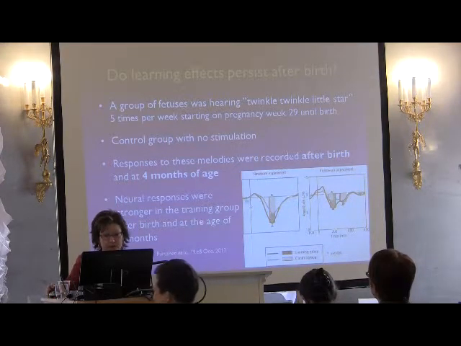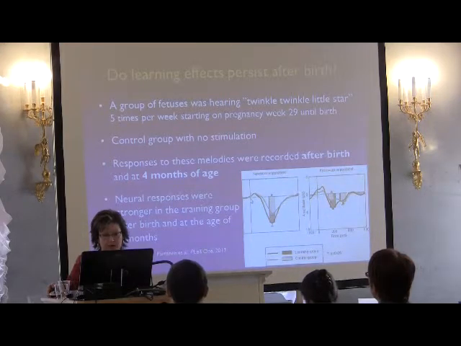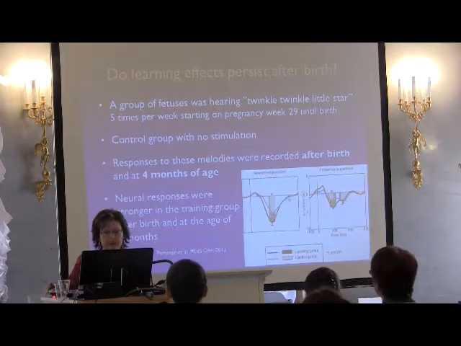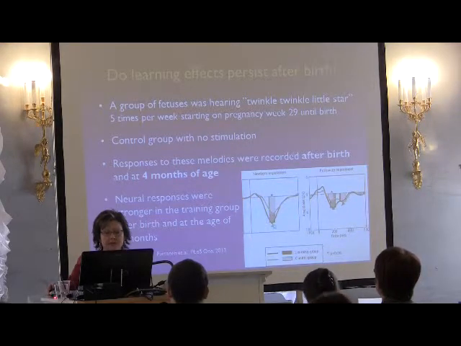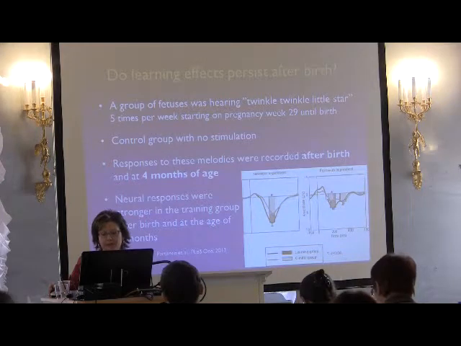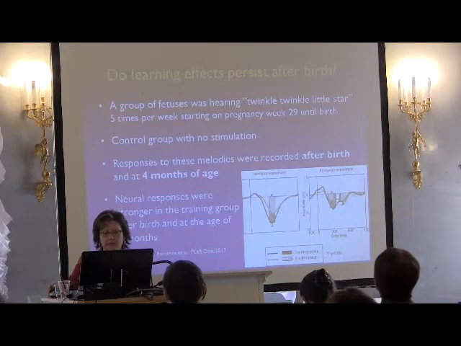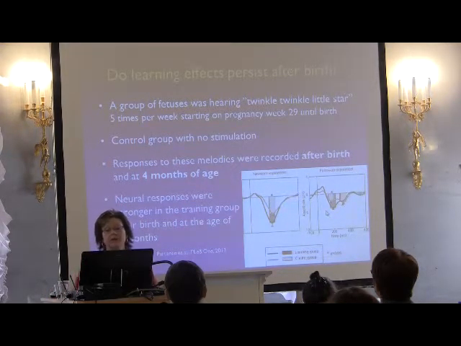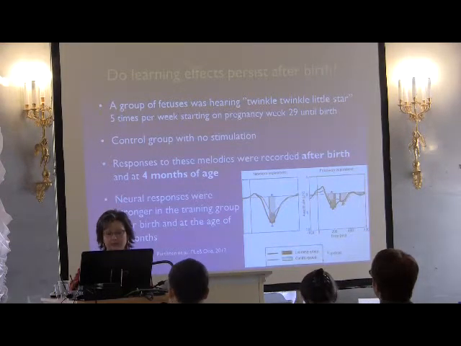Let's first look at the results right after birth. So there are neural responses for the Twinkle, Twinkle, Little Star, and as you see, there is a group difference. There is a stronger response in the learning group than in the control group. But even more surprisingly, here are the results after 4 months. What we see is that the response has changed, so there has happened maturation in both groups. Interestingly, there is still the difference between these two groups. So indeed, these infants who had been hearing Twinkle, Twinkle, Little Star in the womb, they still had memory representations for this melody.